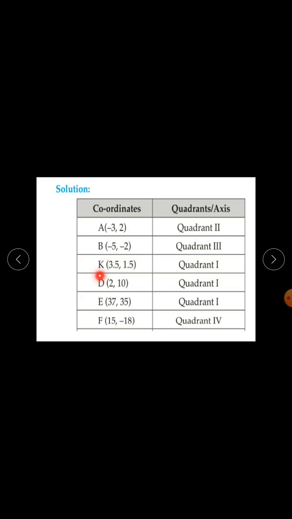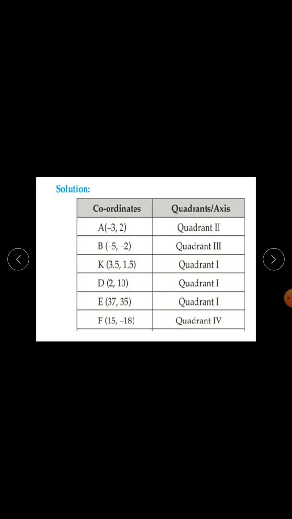Now, for point K, X coordinate is 3.5, Y coordinate is 1.5. Again, both are positive. So, this point lies in first quadrant. Now, next point is D. For point D, X coordinate is 2, Y coordinate is 10. Both coordinates are positive. So, this point lies in first quadrant. Now, next is point E. So, for point E, coordinates are 37 and 35. Both are positive. So, this point lies in first quadrant.